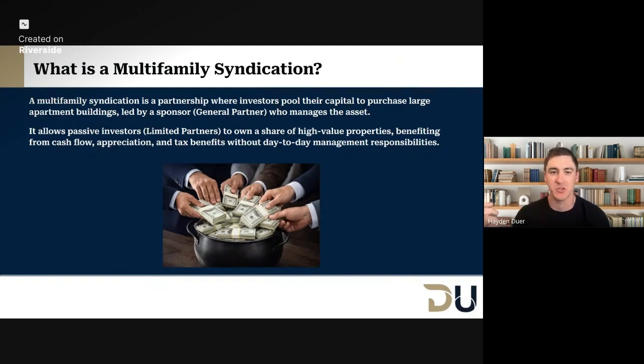All right. So, what is a multifamily syndication? In a general description, a multifamily syndication is a partnership where investors pool their capital together to purchase large apartment buildings, led by a sponsor or a general partner who manages the asset. It allows passive investors or limited partners to own a share of these high value properties. And all the benefits are passed through from the property to the limited partners. So they get all of the benefits for just being a passive investor.